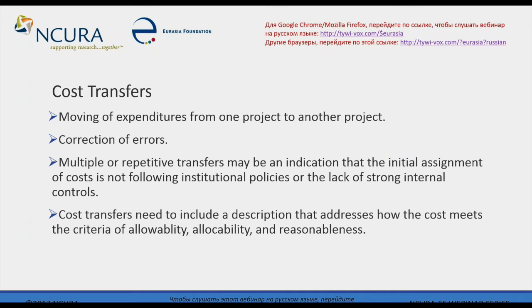When preparing cost transfers, be sure to include a description that addresses how the cost meets the criteria of allowability, allocability, and reasonableness. Those are the determining decision-making criteria that need to be addressed and justified to permit the transfer of expenses onto a sponsored project.